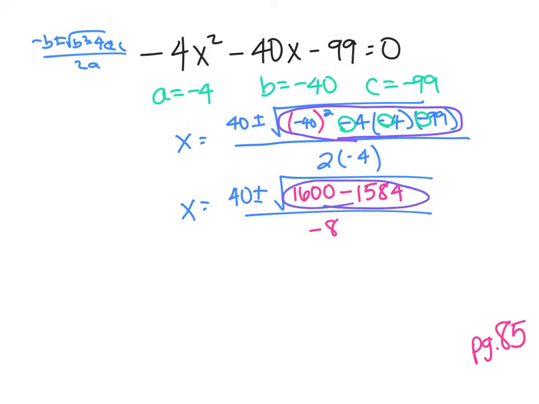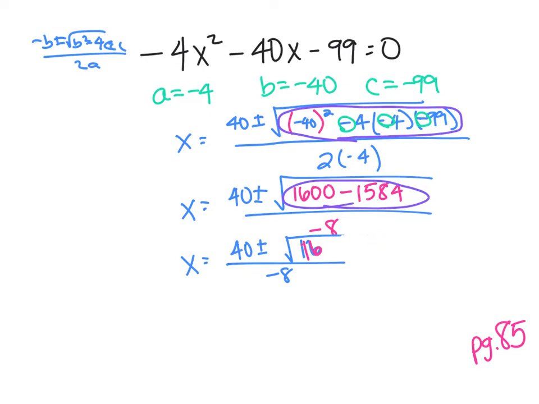Now, we still need to deal with the square root. So we have 40 plus or minus the square root of 1600 minus 1584, which is 16. Didn't need to make that square root so big, now did I? That was my new part, so I'll write it in a different color. All over negative 8.